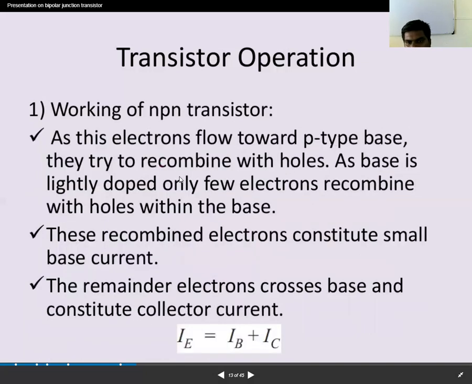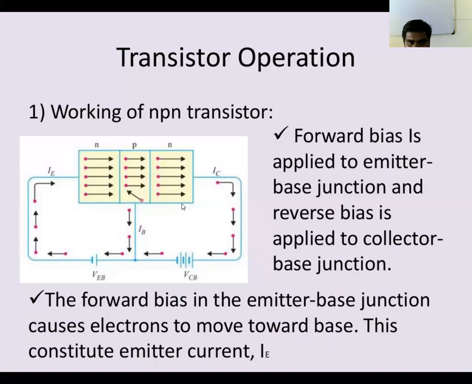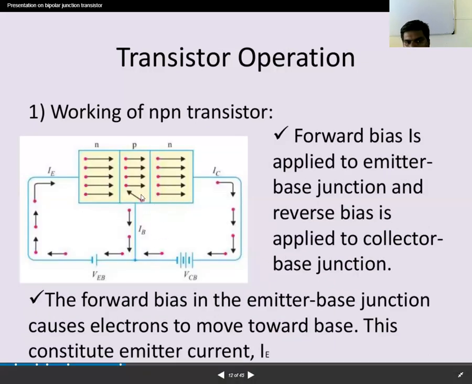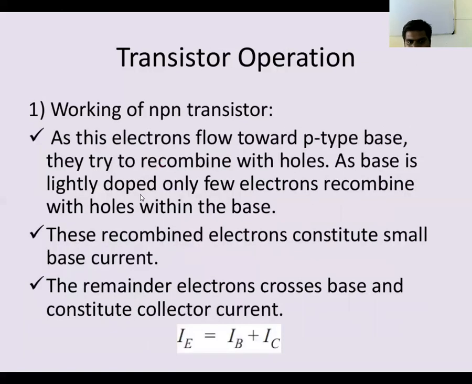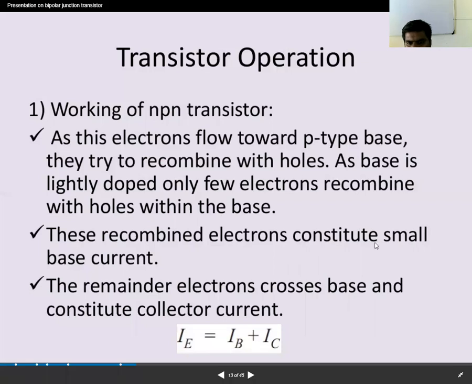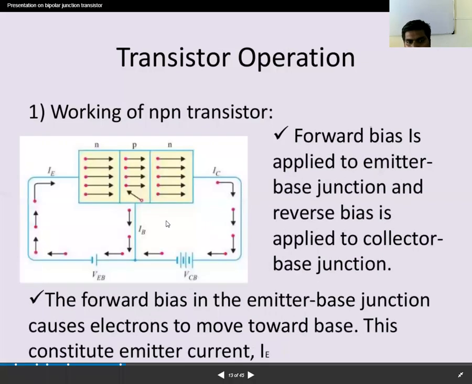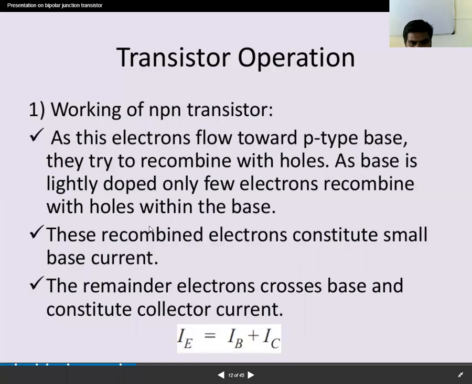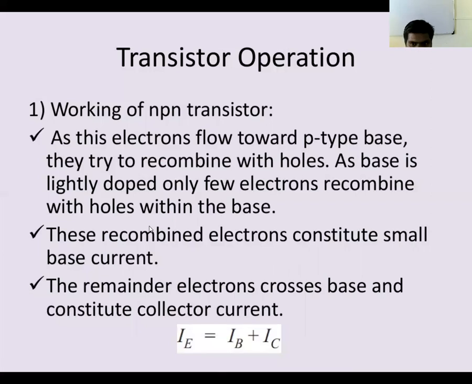As the base is lightly doped, only a few electrons recombine with holes within the base. It is lightly doped, so a smaller number of electron and hole recombinations occur. These recombined electrons constitute a small base current. Electron-hole combination makes the electrons travel, and the flow of electrons is called electricity. So due to the small doping, a very small amount of current starts to flow. That current is called IB, the base current. The remainder of the electrons cross the base and constitute the collector current.